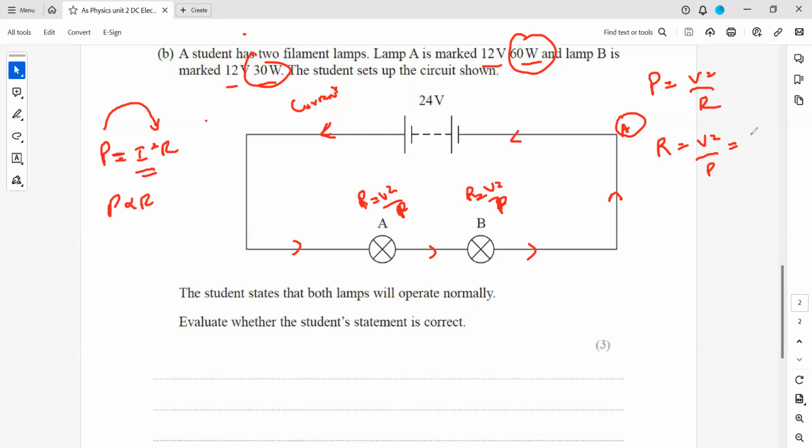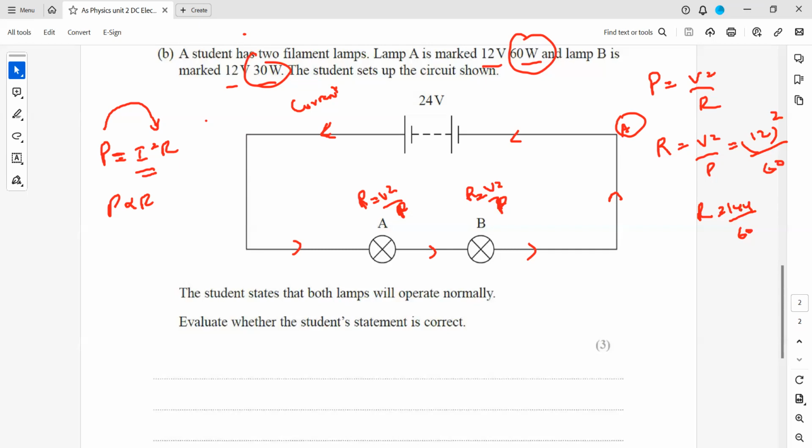So for lamp A, the voltage is 12. If the voltage is 12 and the power is 60, when we work out the resistance, it will be 144 divided by 60. Why can we not use P is equal to VI? You can use that as well, but first you should find which has the higher resistance.